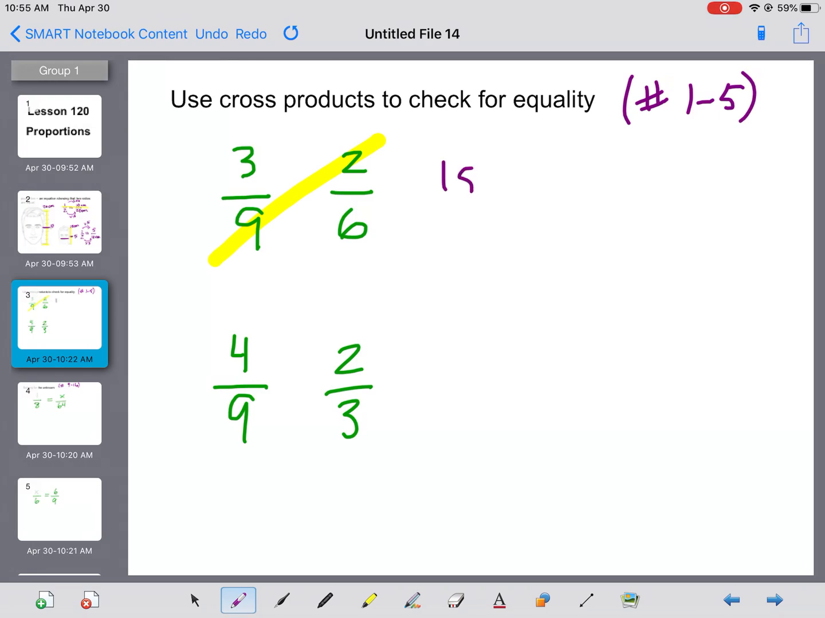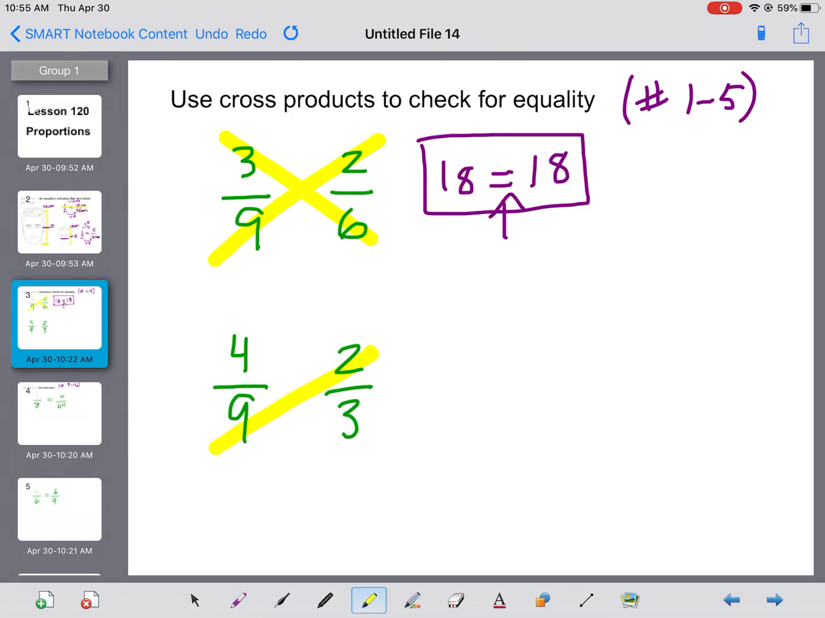Cross products, we do 9 times 2. That gets us an 18. We do 3 times 6. That also gets us an 18, which means our ratios are equal. This is a proportion. So in your textbook, your answer should look like this. You should be giving me both cross products and then either an equal sign or a not equal sign. Because for this one, we do 9 times 2, we get an 18 again.